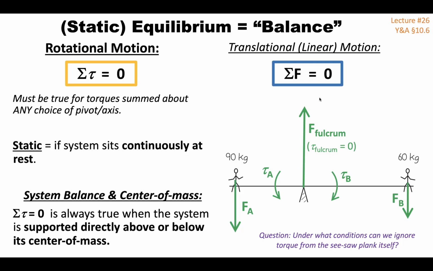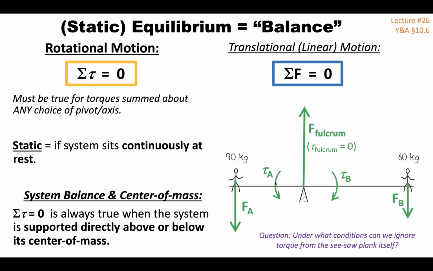Now, if the seesaw were balanced, then what must be true? The sum of all those three force vectors must sum to zero. All right, well, great. That tells us something about the system. It tells us that the upward force from this fulcrum must be equal to the sum of the weights of the two people. But it doesn't fully describe the system.